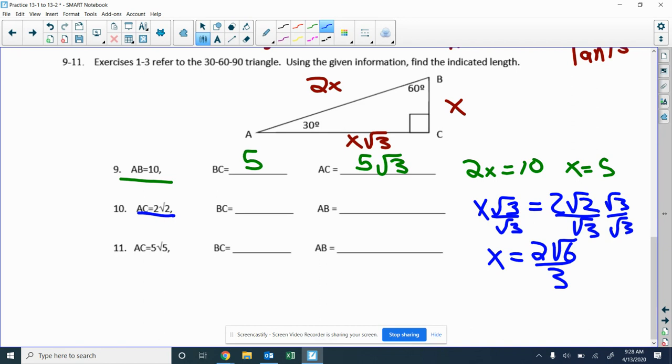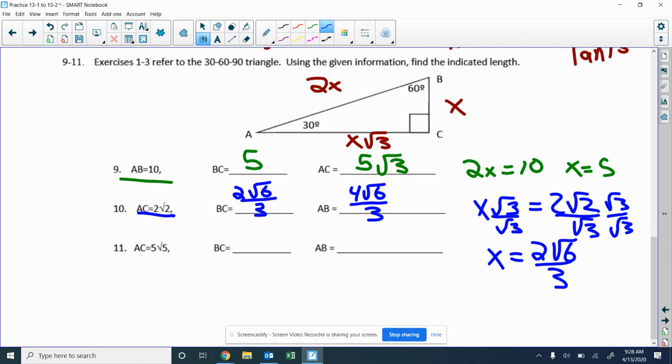Now notice BC. BC is x. So this answer is going to be 2 square roots of 6 over 3. But AB is 2 times that. So 2 times 2, of course, would be 4 square roots of 6 over 3. Now that was a little trickier. So be careful there and see what you can do with that.